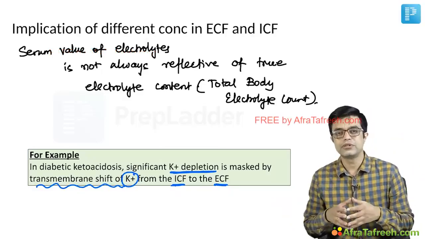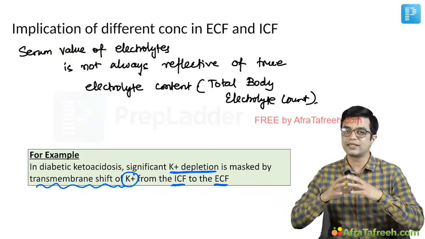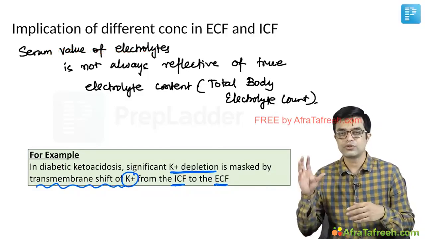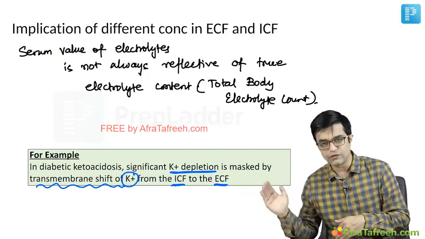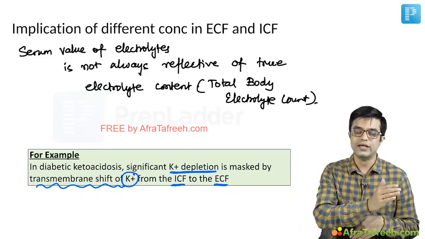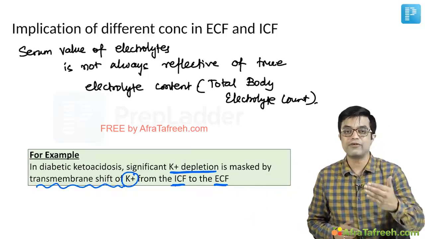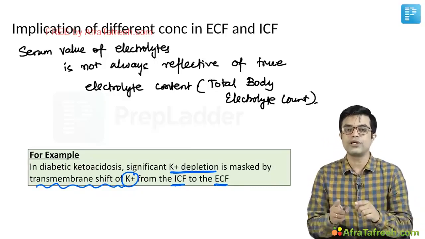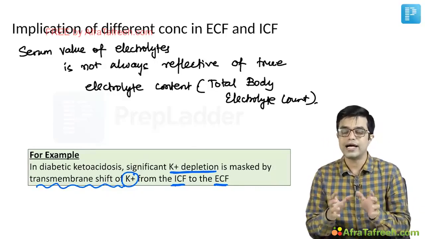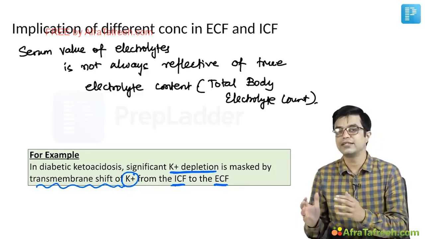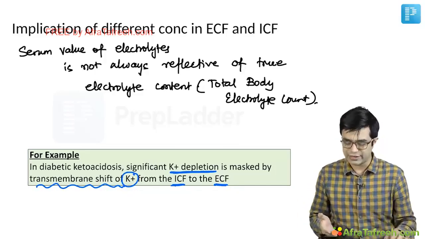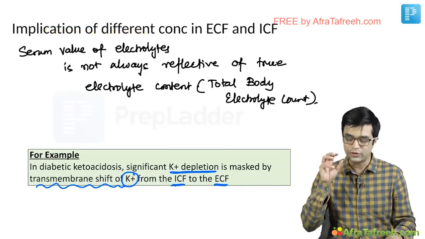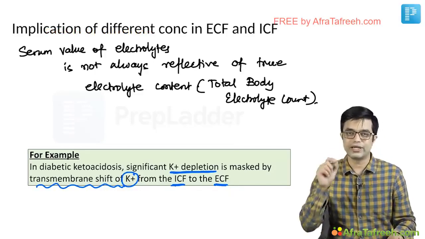In diabetic ketoacidosis, there is high blood glucose, but there is complete insulin deficiency, and so the potassium moves from inside the cell to the outside. So when you measure potassium, you may find that the potassium content is relatively preserved. However, the total body potassium is lowered, and it can be dangerous in the later stages of diabetic ketoacidosis. They have given an example to signify that you cannot always rely upon the electrolyte contents.